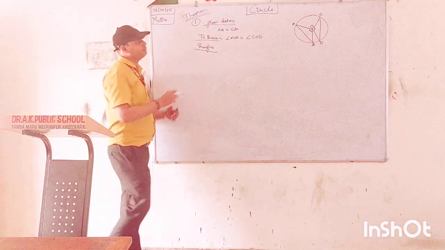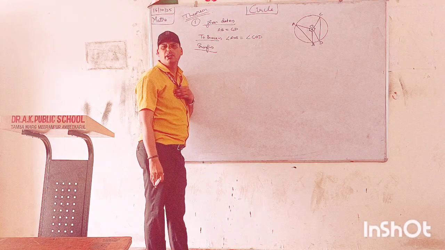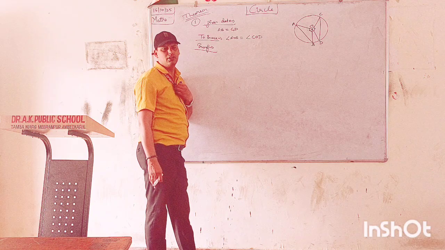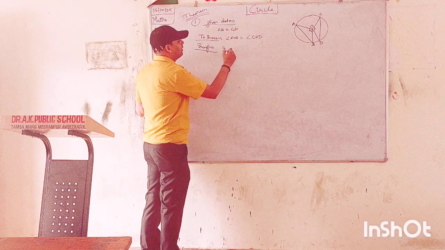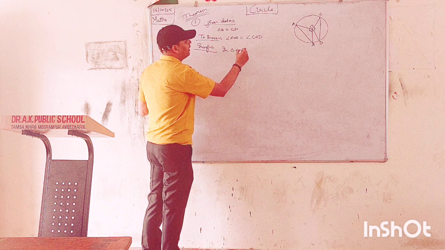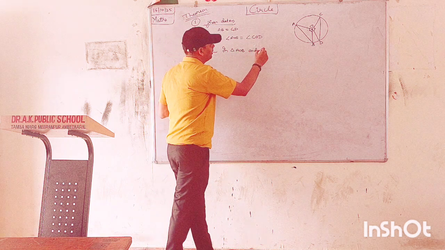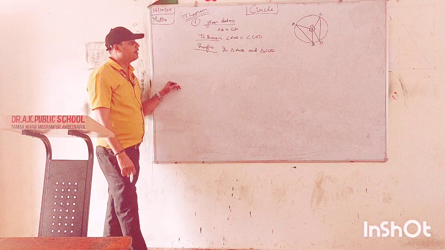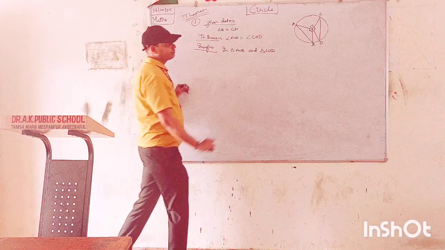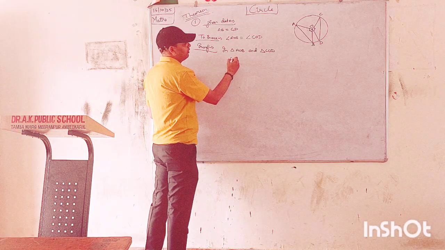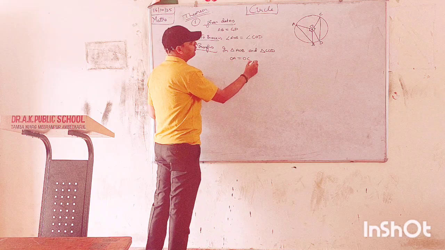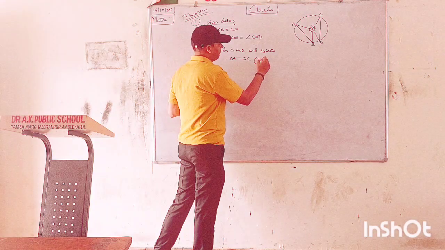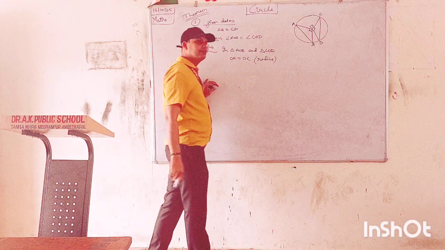Now let's do the proof. If we prove both the triangles congruent, then by CPCT we can prove the angles equal. So let's take triangle AOB and triangle COD. In triangle AOB and triangle COD, what are the things that are equal? OA is equal to OC. Radius of the same circle is equal.